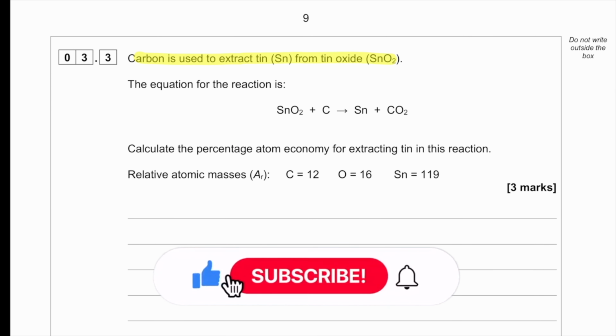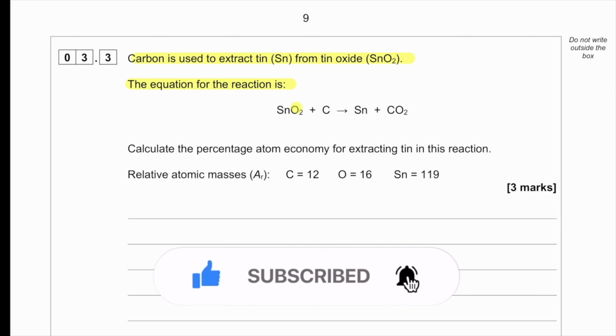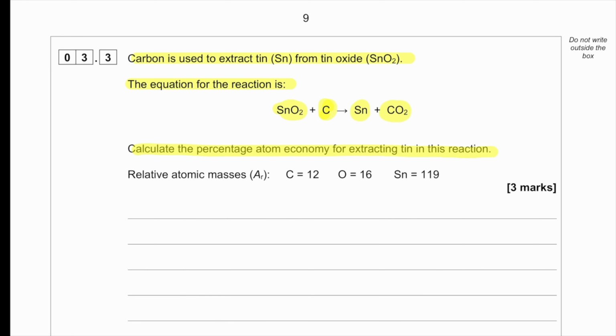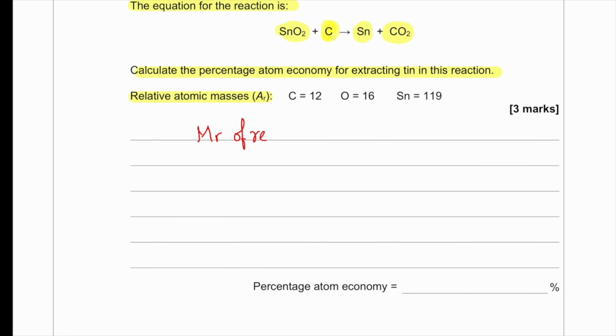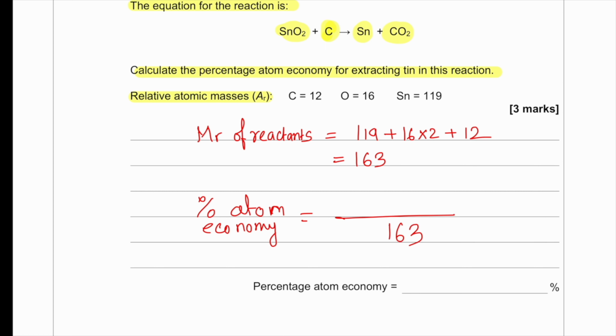Carbon is used to extract tin from tin oxide. The equation is shown here. Tin oxide reacting with carbon to produce tin and carbon dioxide. Calculate the percentage atom economy for extracting tin in this reaction. In order to find the atom economy, first of all, we need the Mr of reactants. So the reactants are SnO2, which is 119 plus 16 times 2, plus carbon, which is 12. So the total mass of the reactants is 163. Percentage atom economy: our total reactant is 163, and our desired product is 119, times 100. This gives us 73%.